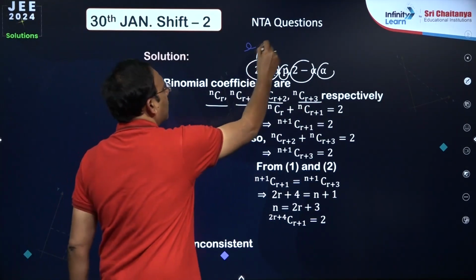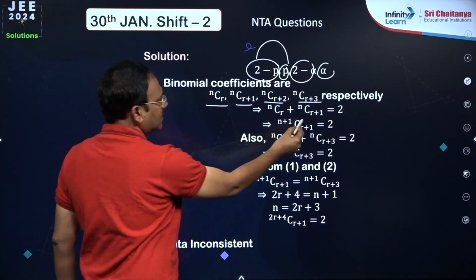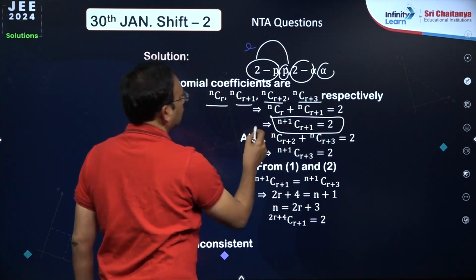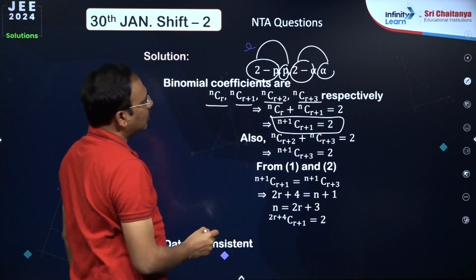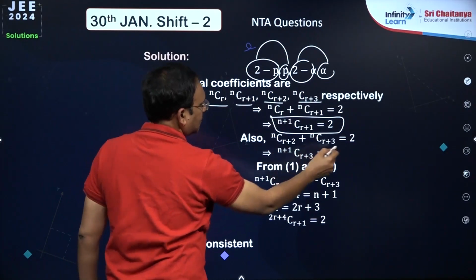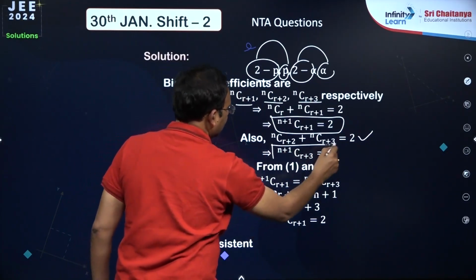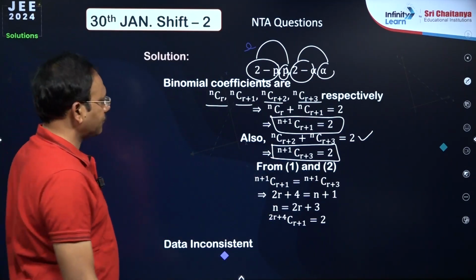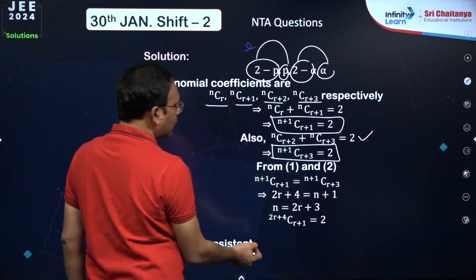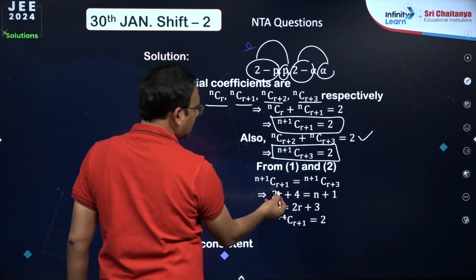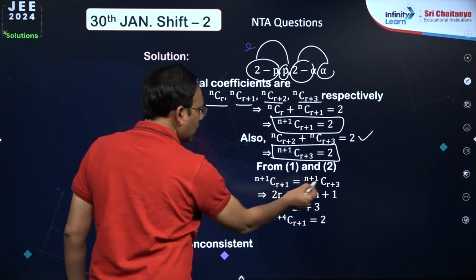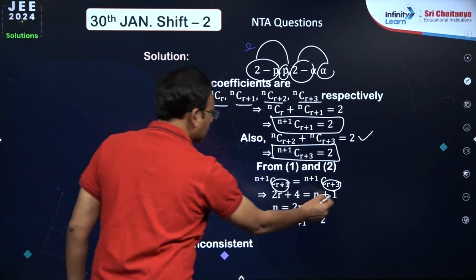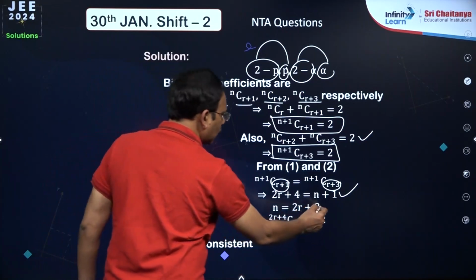Now according to this, the sum of these two must be 2. So nCr plus nCr plus 1 is 2, which becomes n plus 1 C r plus 1 is equal to 2. Similarly, the sum of these two must be 2 again. nCr plus 2 plus nCr plus 3 is 2, meaning n plus 1 C r plus 3 is 2, my dear friends. Now from 1 and 2, you just try to find n plus 1 C r plus 1 is equal to n plus 1 C r plus 3. These two cannot be equal, so r plus 1 plus r plus 3 must be n plus 1. So you got the relation like this. So n is equal to 2r plus 3.